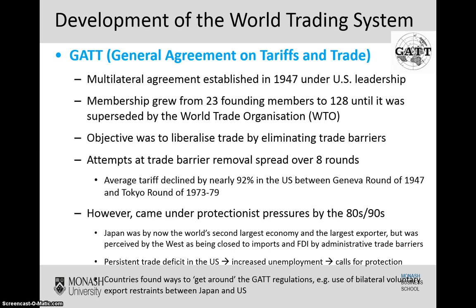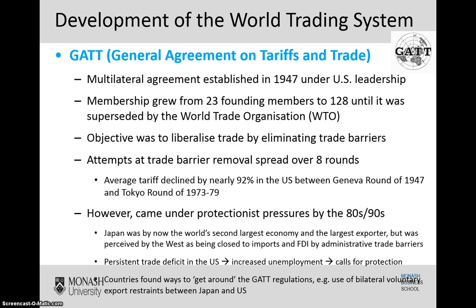Its objective was to liberalise trade by eliminating trade barriers, so actively working against some of the instruments of trade that we've looked at over the last couple of videos. Attempts at the trade barrier removal were spread over 8 rounds. The member countries recognised that you couldn't just click your fingers and just like that all of these trade barriers would be removed. They understood that it would take a number of repeat efforts to remove these trade barriers. And certainly initially they were very successful.